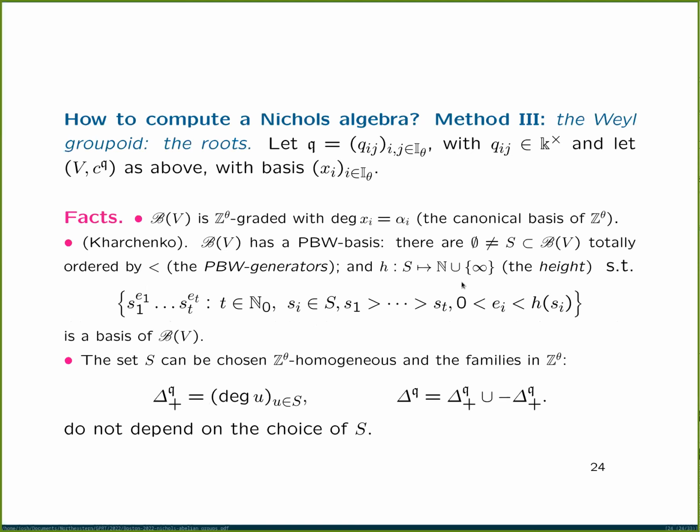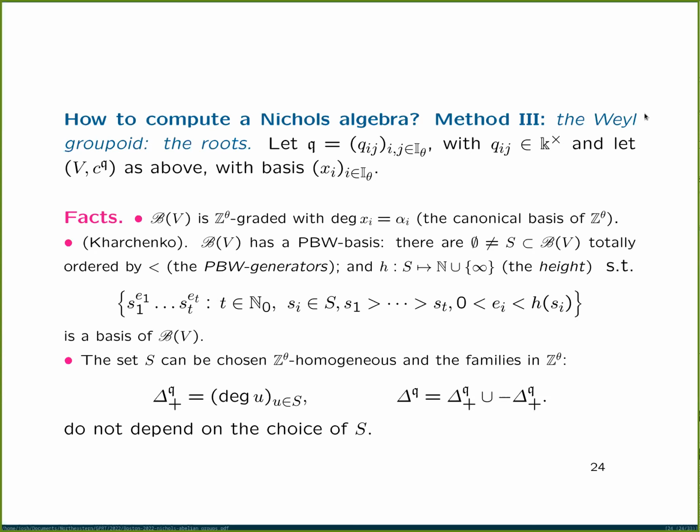Okay, so method 1 was brute force. Method 2, I don't know how much time I have. Say like 15 minutes, maybe. 15 minutes. Yeah. Method 1 was brute force. Method 2 was reduction to quantum groups. Method 3 is inspired by method 2, but this is independent. It's called the Weyl groupoid. So this method was introduced by Heckenberger 15 years ago or more. And I will try to explain the main points of this method.